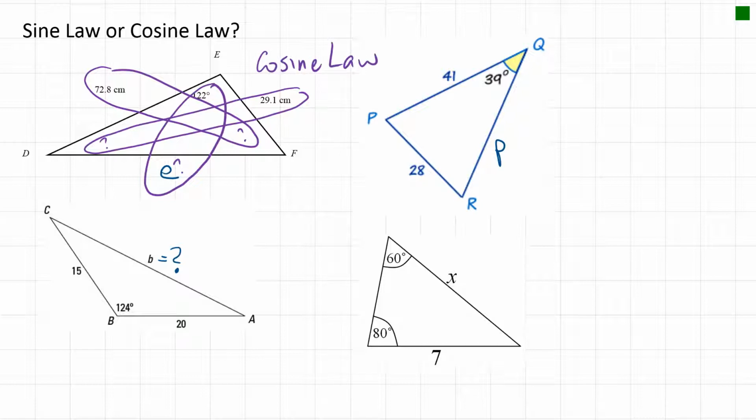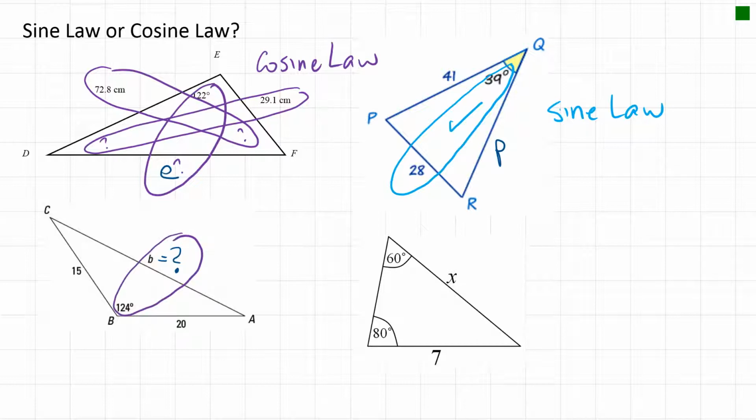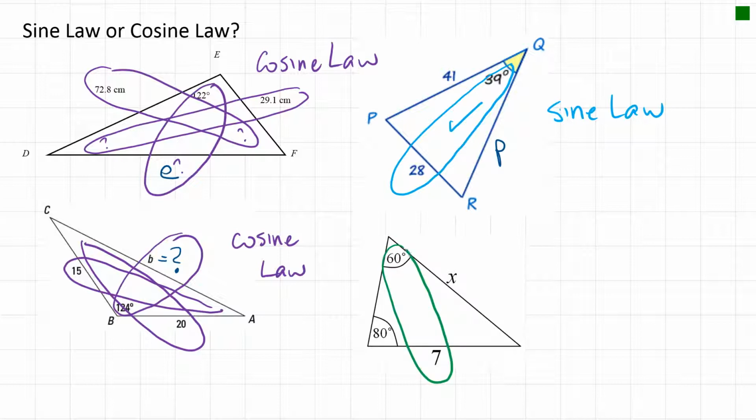Let's try that again with the second triangle. Oh, look at this, I've got a pair. That means I use the sine law. Going to the bottom left here, I don't have B, I don't have C, and I don't have big A. So again, this one is going to be the cosine law. And last example, here I've got a pair, which means I need to use the sine law.